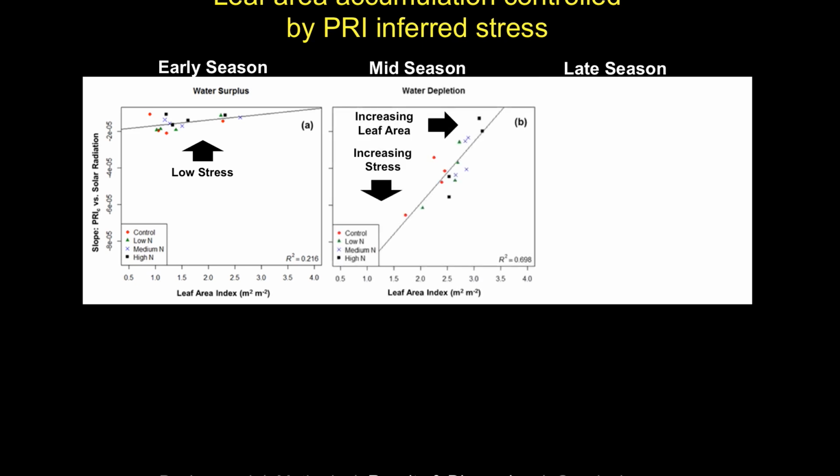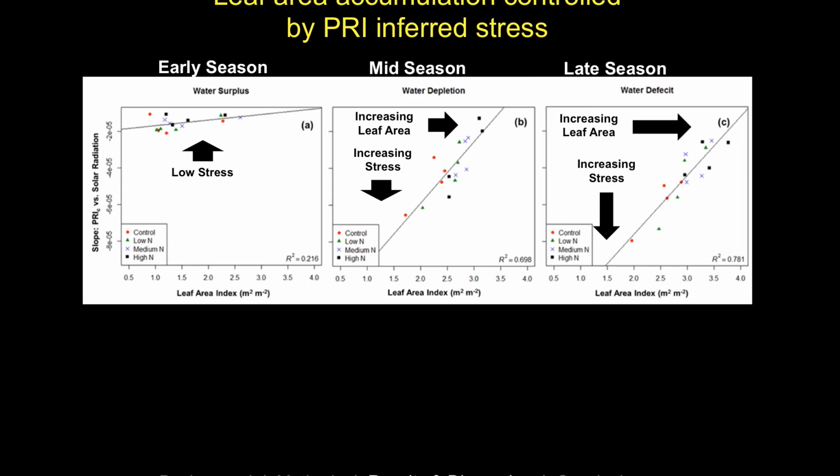But as we step up into the mid-season, we see that those points begin to fall lower on the slope of PRI-C versus solar radiation on the y-axis, and we see a surprisingly strong correlation between that slope and leaf area accumulation. You'll also notice here we have the control, low, medium, and high N plots represented by different colors. We have a lot of our control plots, the red plots, and the low nitrogen plots in green, the triangles, showing increasing stress and less leaf area accumulation.